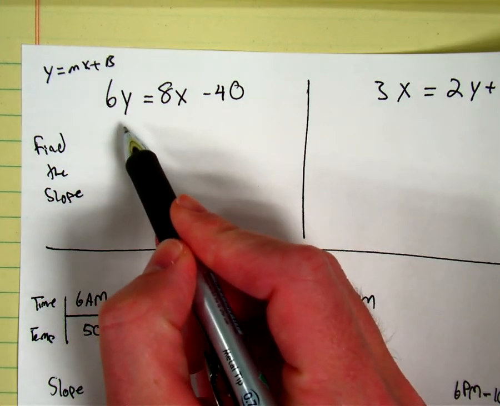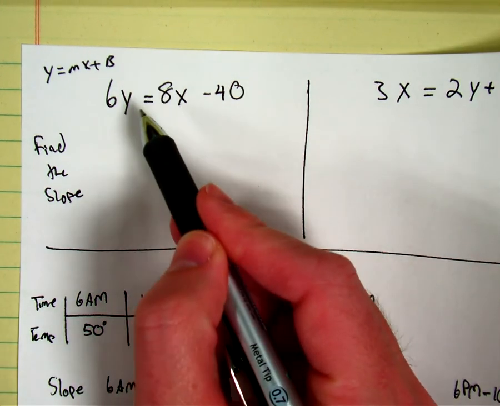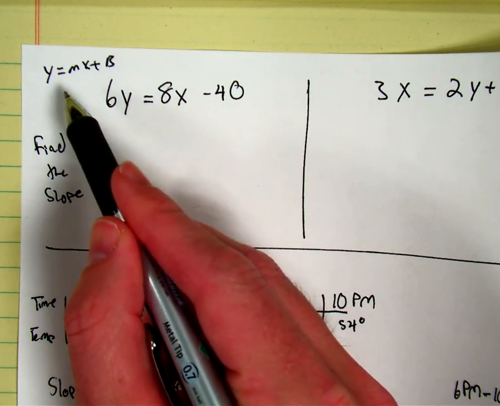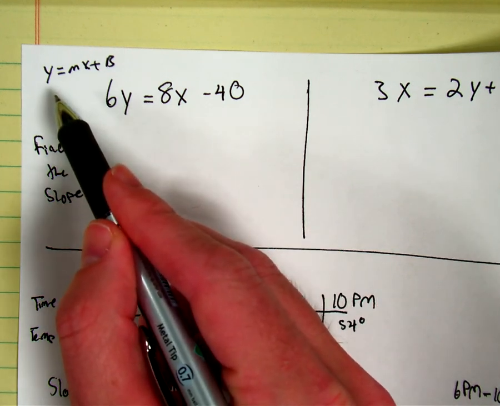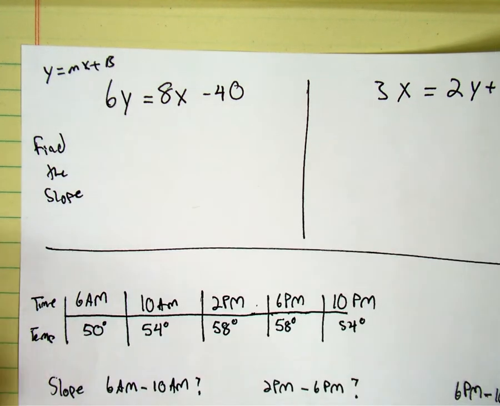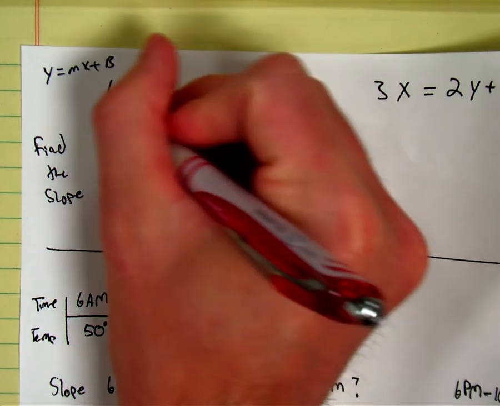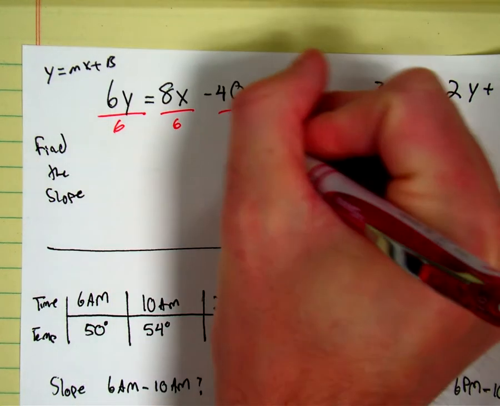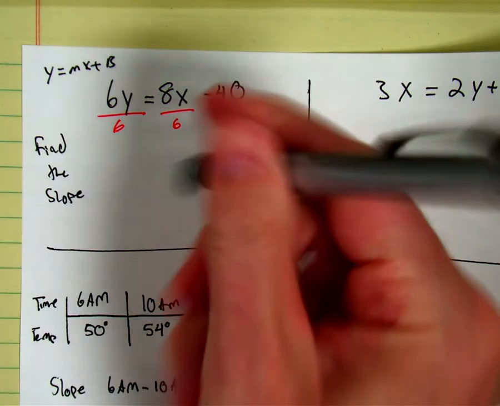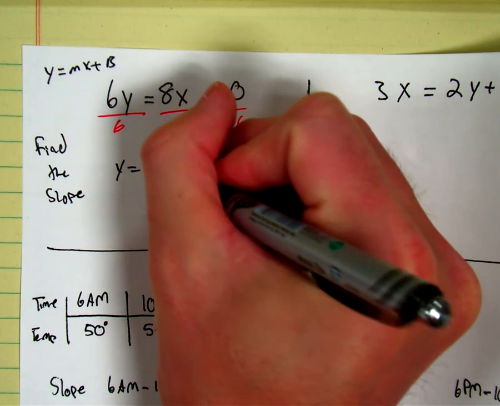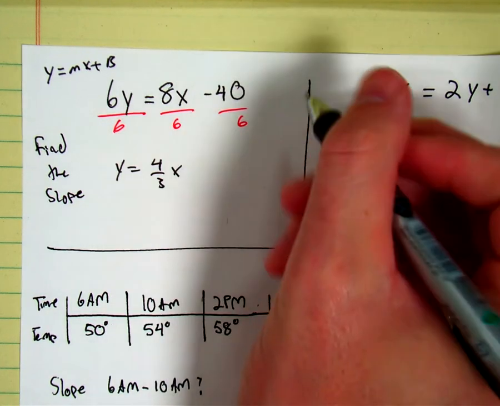So if they give you an equation and they want to know the slope, the easiest way for me is just to put it in slope-intercept form. Get y equals. Get y by itself. Whatever's touching x is your slope. So this one's pretty easy. Just divide everything by 6. So we got y equals 8 over 6, which reduces to 4/3 x.